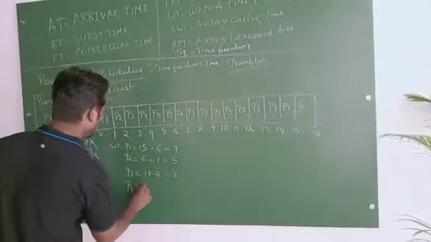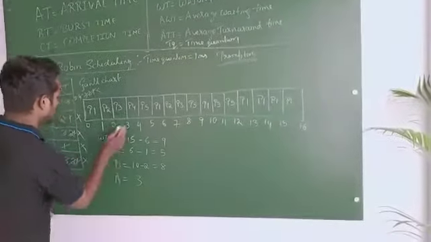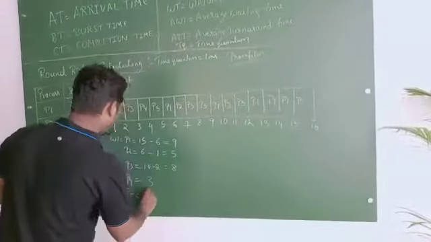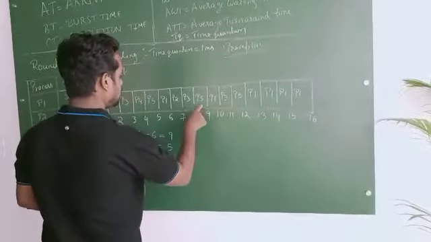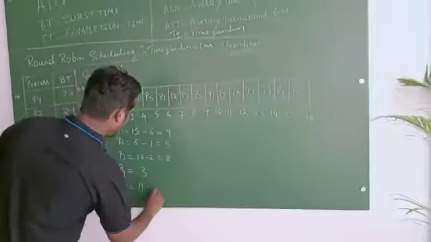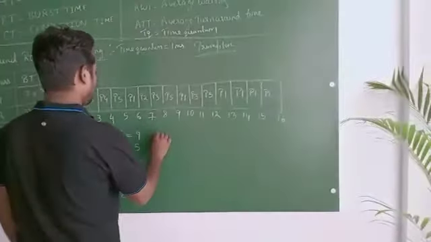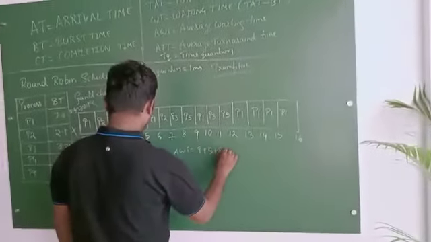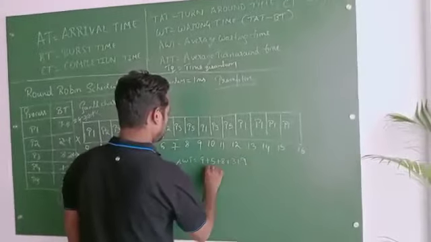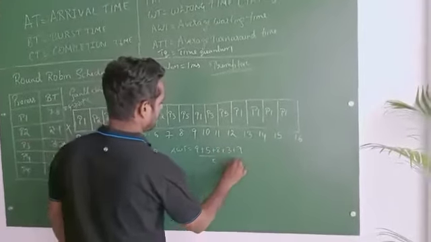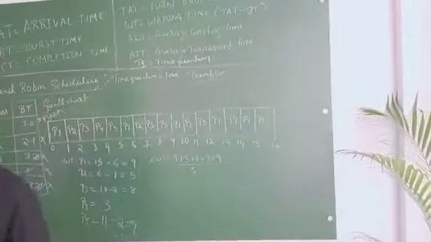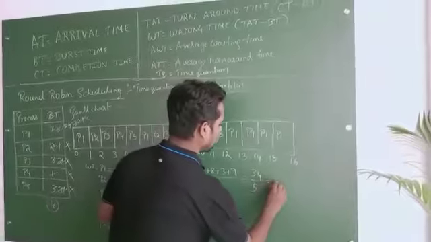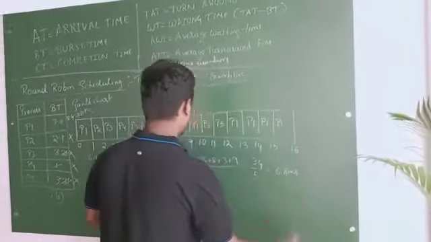For P4, here it is 3, and you do not subtract, since no more process will come. Next P5: here it is 11, minus 1, 2. So 11 minus 2 becomes 9. So the average waiting time is 9 plus 5 plus 8 plus 3 plus 9 divided by the total number of processes, 5. If you add, I'll just check how much I get. Yes, I get 34. 34 divided by 5 gives 6.8 milliseconds.